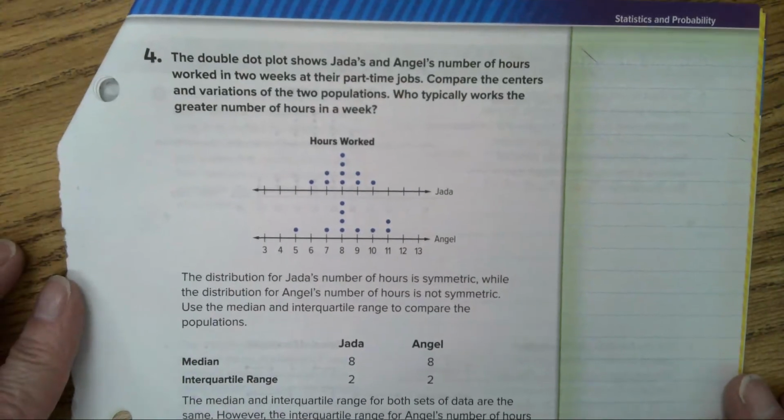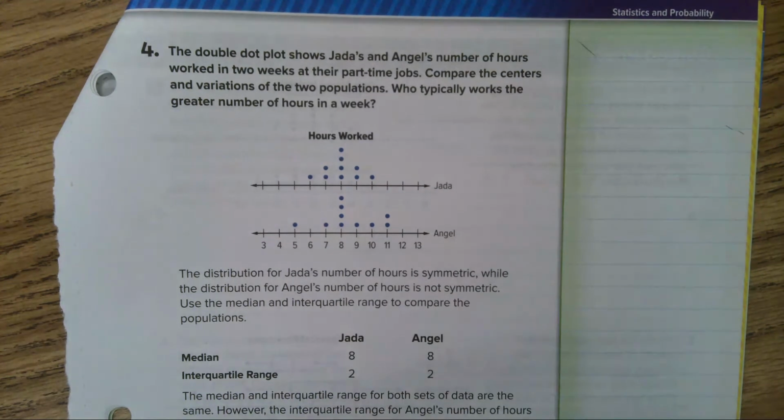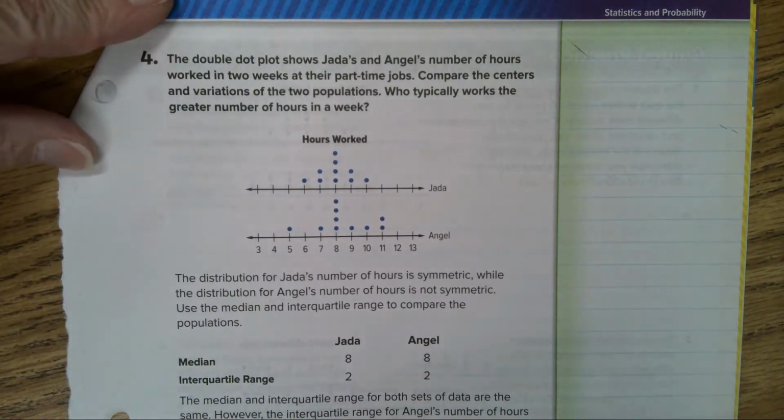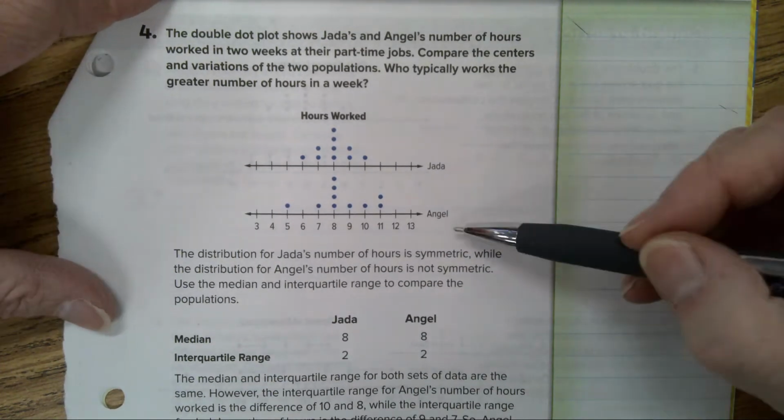Example 4. The double dot plot shows Jada's and Angel's numbers of hours worked in 2 weeks at their part-time jobs. Compare the centers and variations of the 2 populations. Who typically works the greater number of hours in a week? All right, so we look at this. This is Jada's. This is Angel's.